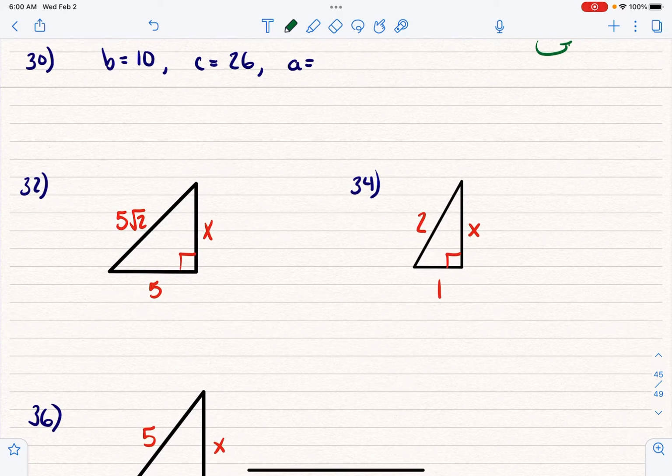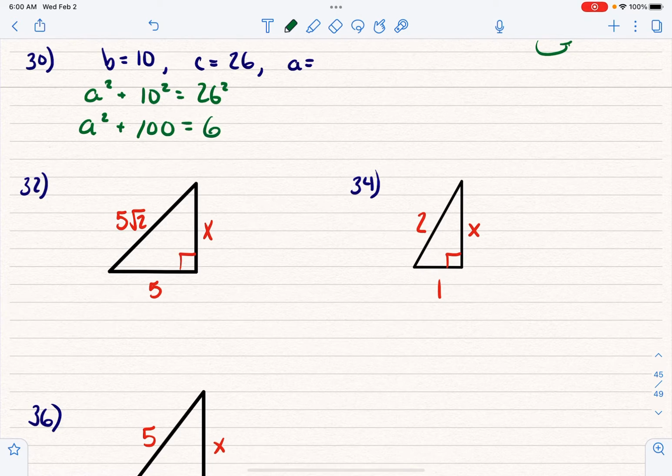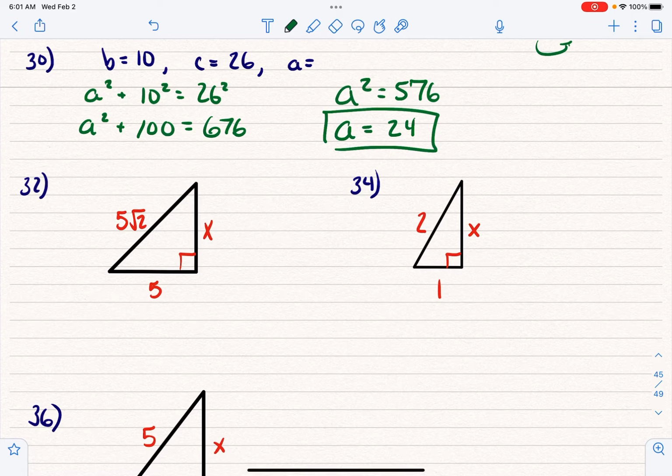Number 30. Again, this time we're given the hypotenuse, but we got to figure out a. So we have a squared plus 10 squared is equal to 26 squared. This is a Pythagorean triple, so this is a kind of a nice and easy one. A Pythagorean triple means 3 whole numbers that fit into the Pythagorean theorem. So a squared plus 100 is equal to 676. Okay, you subtract 100 from both sides, you get that a squared is equal to 576. And so the square root of 576 is 24. Okay, so a is 24.